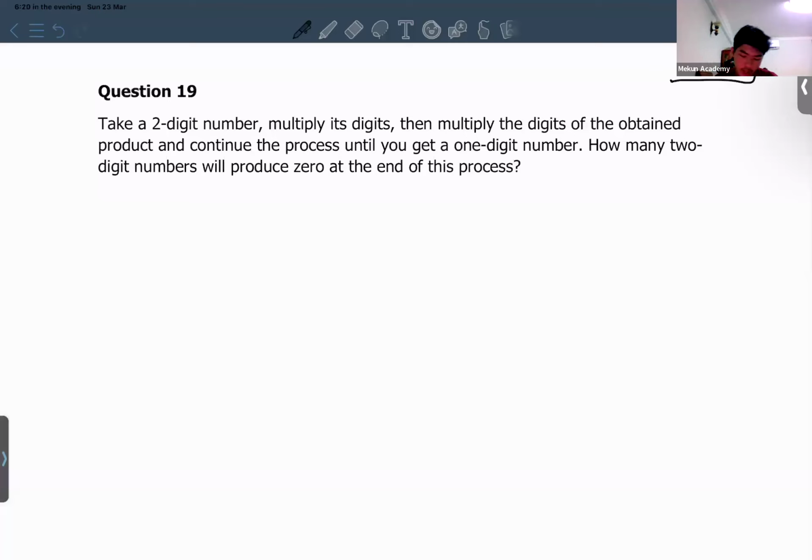Question 19: take a two-digit number, multiply its digits, then multiply the digits of the obtained product, and continue the process until you get a one-digit number. How many two-digit numbers will produce 0 at the end of the process? What they're trying to say is, for example, you have a two-digit number, let's say 42. First you multiply the digits: 4 times 2 equals 8. This is already a one-digit number, so the process is already done.